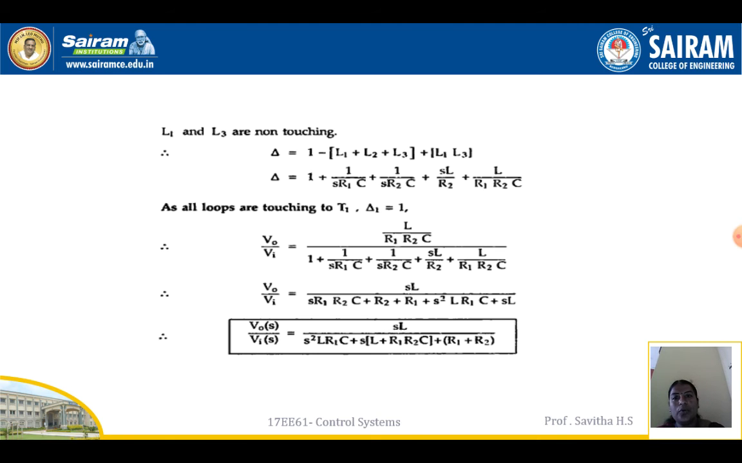L1 and L3 are non-touching loops. Therefore, delta is 1 minus L1 plus L2 plus L3 plus L1 into L3. Substituting the values, as all loops are touching T1, delta 1 is equal to 1. Therefore, V0 by Vi is equal to L divided by R1 R2 C divided by the delta value. So after simplification, we will get V0 of S by Vi of S as S into L divided by S square L R1 C plus S into L plus R1 R2 C plus R1 plus R2.